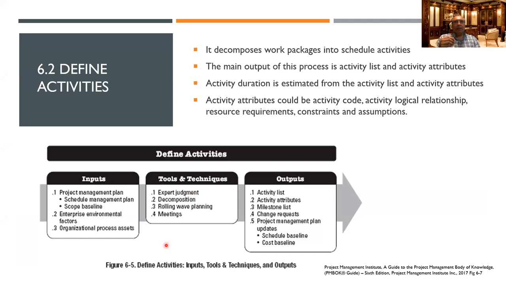And in define activities, it decomposes the work packages into schedule activities. So now we're going into more detail. Work package, I told you in the WBS, you may be going down one or two levels. Now you're going into more detail, maybe six activities, five activities for each work package. The main output is activity list and activity attributes. The activity duration is estimated from the activity list and activity attributes.